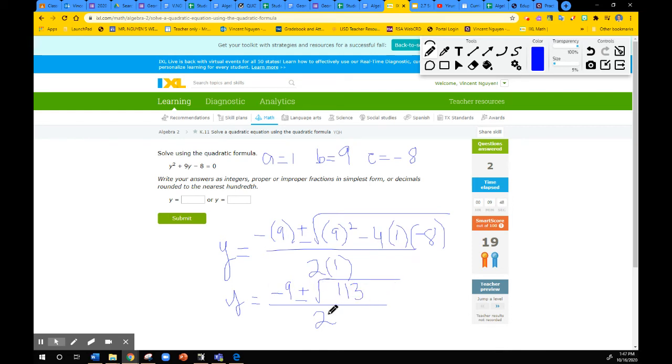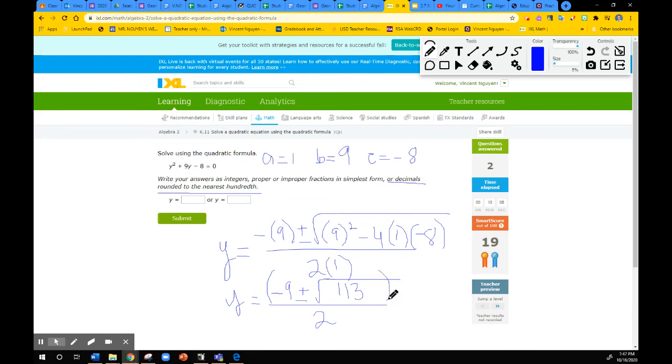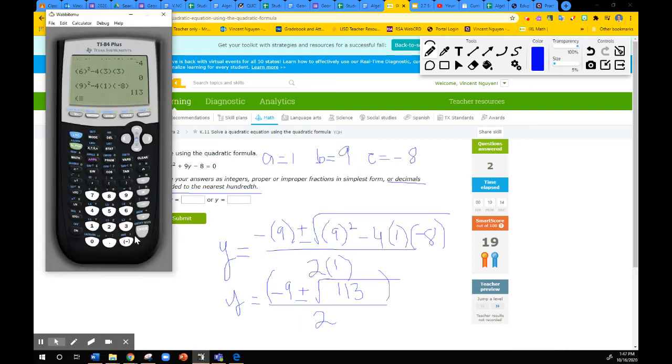So these are the kind of solutions you get, but the practice on IXL actually allows us to do decimals. So we're actually going to get a decimal number here. So I'm going to show you how to carefully type this into your calculator, okay? All of this right here has to go first in its own parentheses, and then you divide by 2, okay? So we're going to do parentheses, -9. We're going to do the plus first, the square root of 113. And make sure you get out of that square root, close the parentheses, then divide by 2.